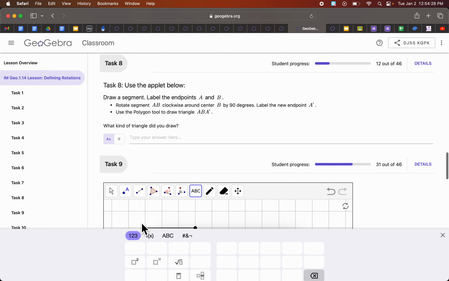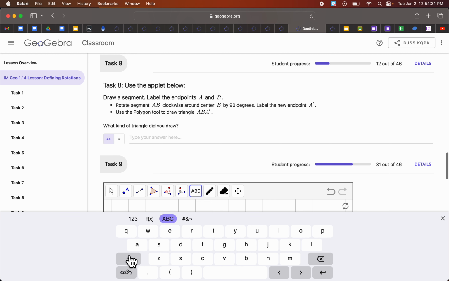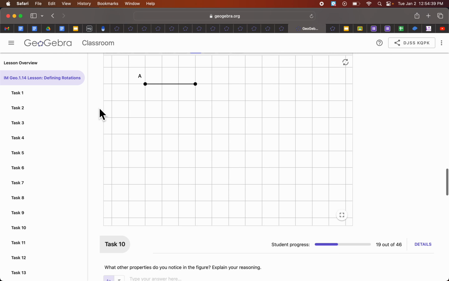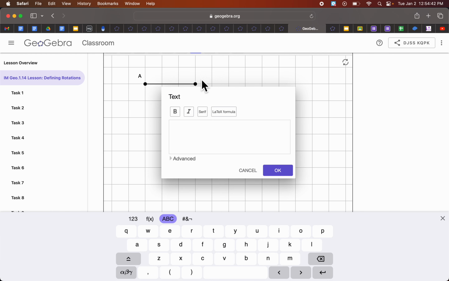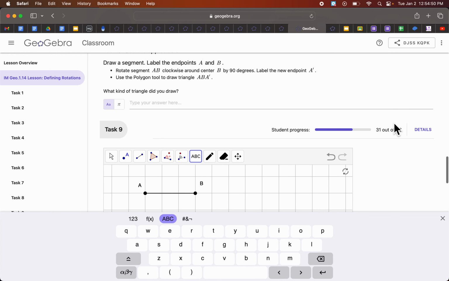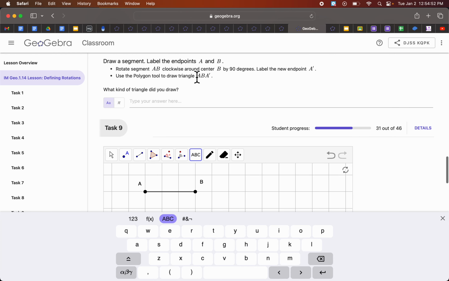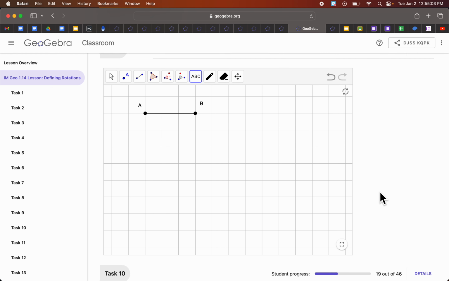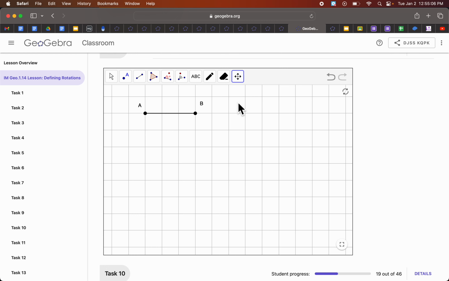So here is A, right? We'll label the other side B. All right, great. So what was the next step? Rotate segment AB clockwise around center B by 90 degrees. Okay, clockwise goes this way. All right. Looks like I'm going to have to adjust where I put this, or move the graphics view down.